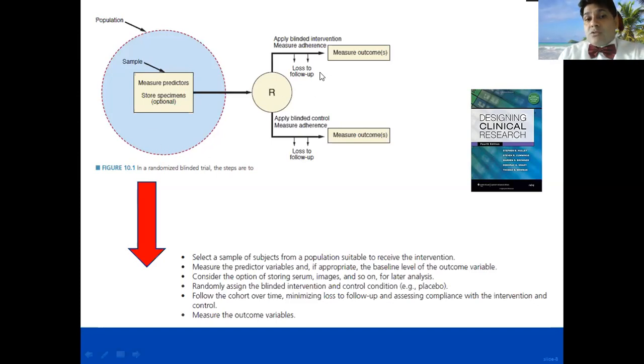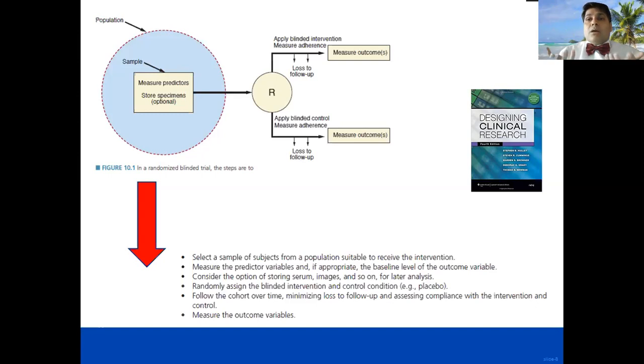You try to minimize loss to follow-up in both groups. The idea is that you want to capture subjects who are good with follow-up and are not likely to be lost. You assess compliance with the treatment, if it is a long-term treatment, for both the intervention group and the control group. Then you measure the outcome variable. So think of one thing: everybody goes through this funnel. One group will be the control arm and one will be the intervention arm. In the intervention arm, you get this medication. In the control arm, everything else is exactly the same except that intervention or drug. You follow both groups at the same time with minimum loss to follow-up and good compliance.